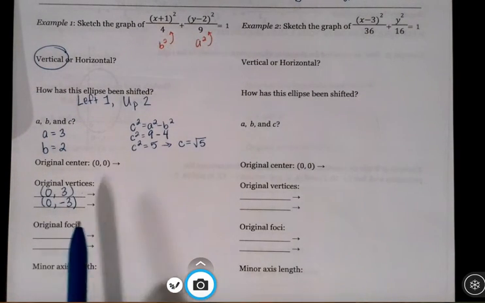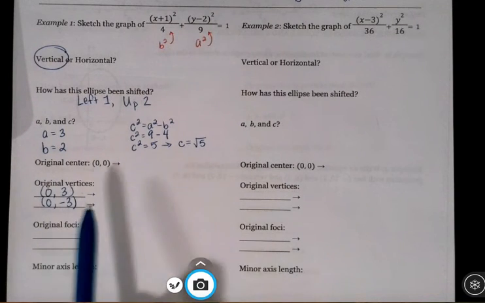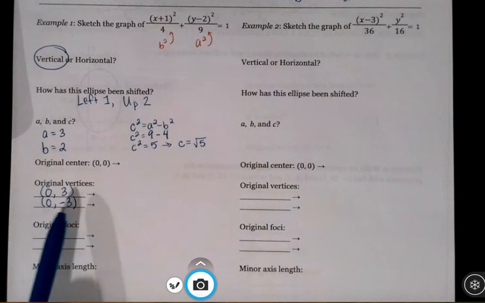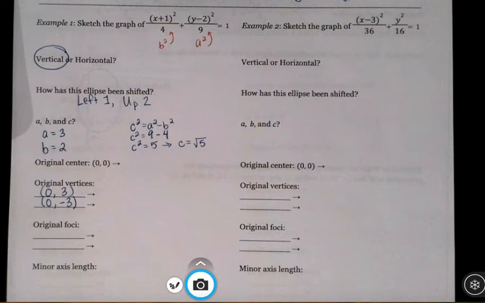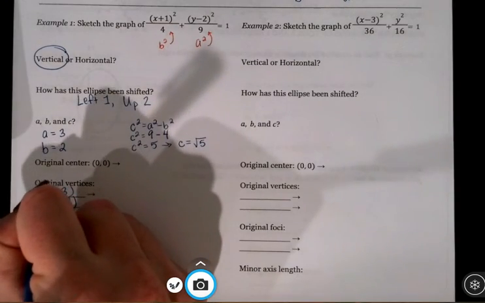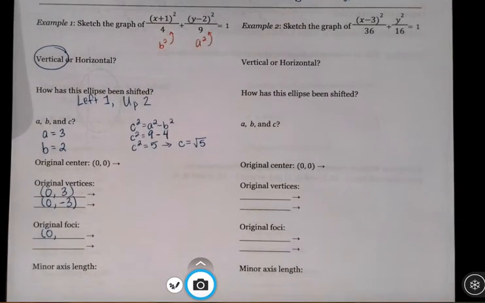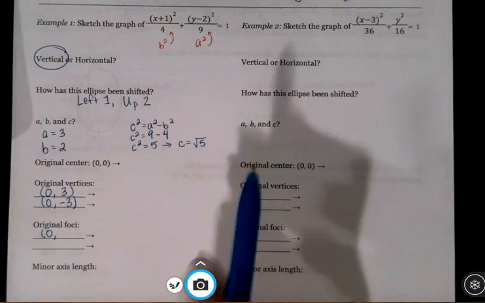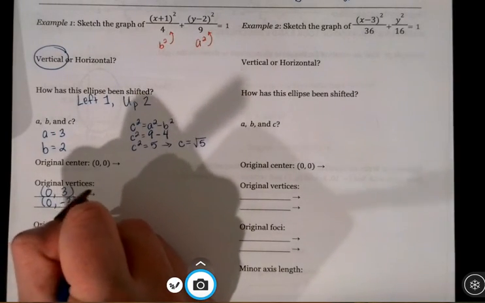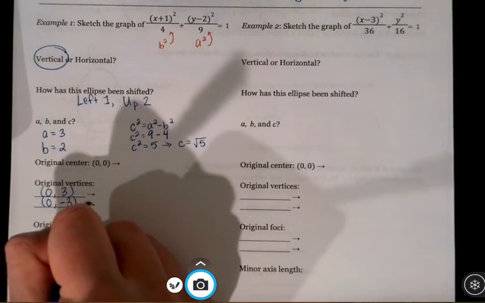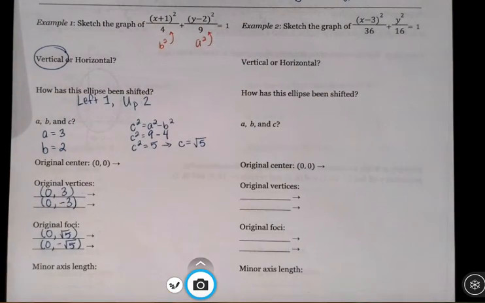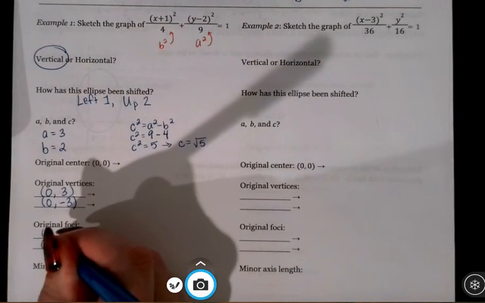And this is because when we shift it, we're going to have to add something to each point, so it's easier if we write them separately. My foci is based on my C value, and I still write it as 0, comma, whatever my C value is, and I want the plus or minus written separately. That's why we have two blanks here. So I'm going to do a positive square root of 5, because that was my C, and then 0, comma, negative square root of 5.